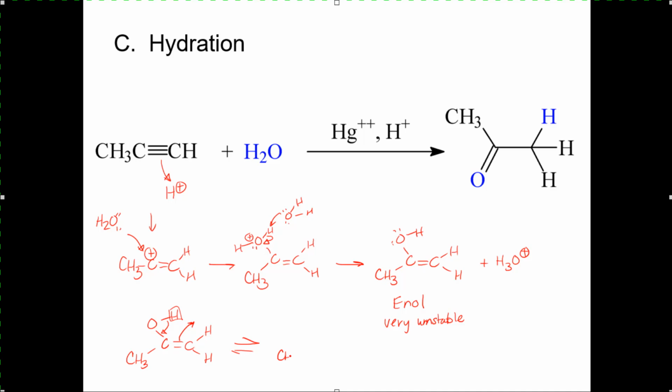And so what that ends up doing is forming the carbon-oxygen double bond, and then it adds the hydrogen to the other carbon in the double bond. And so this would be a ketone. So there is an equilibrium between a ketone and an enol. It's called the keto-enol equilibrium.